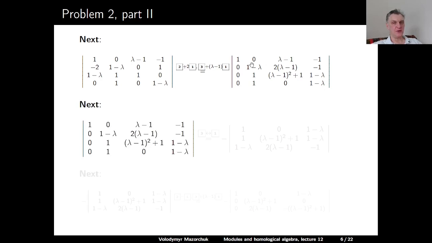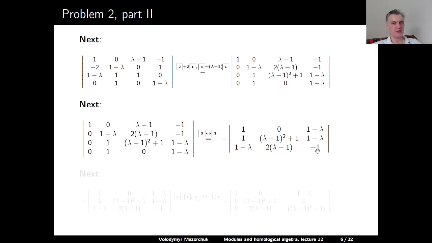As a next step, we know that now we can just delete the first row and the first column because of these zeros. And again, we have 1, let's say here with 0, so we swap the fourth and the third row. So our first row will now be the first one. When swapping the rows, we need to add the minus sign to the determinant, so we get the determinant of the matrix 1, 0, 1 minus lambda, 1, (lambda - 1)^2 + 1, 1 minus lambda, 1 minus lambda, 2 times (lambda - 1), -1.